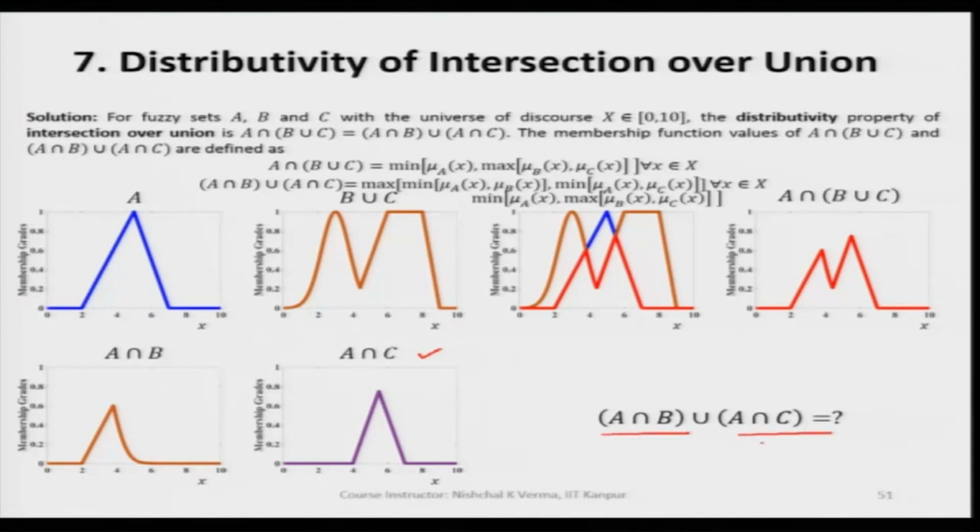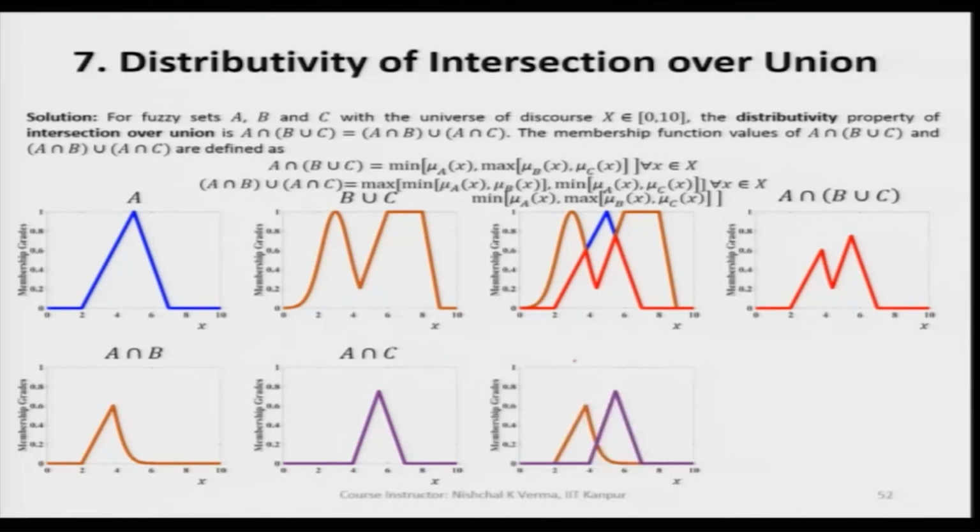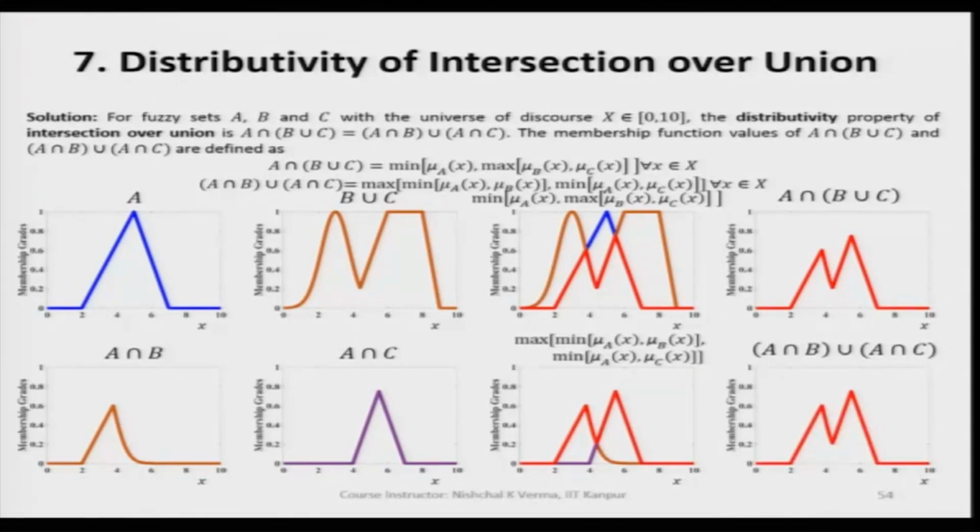We overlap these two fuzzy sets: this is A intersection B, and here we have A intersection C. We have to take the union of these two fuzzy sets. It means that we have to apply the max criteria, and when we apply the max criteria, we get this as the result, the union of A intersection B and A intersection C.